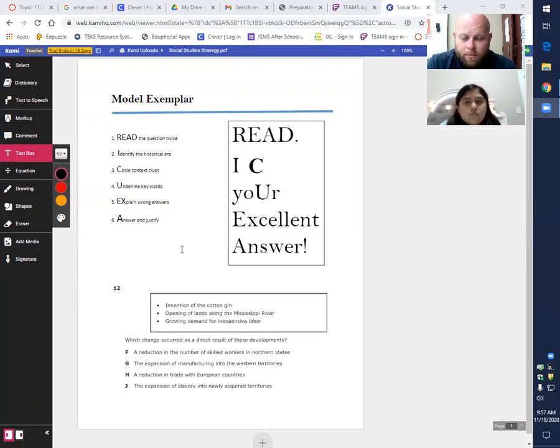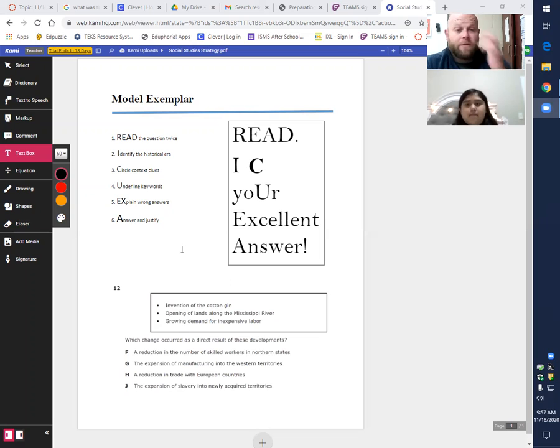We're going to read that one more time because in our strategy, we're going to read it twice. Invention of the cotton gin, opening of lands along the Mississippi River, growing demand for inexpensive labor. Which change occurred as a direct result of these developments? A reduction in the number of skilled workers in northern states, the expansion of manufacturing into the Western territories, a reduction of trade with European countries, or the expansion of slavery into newly acquired territories.